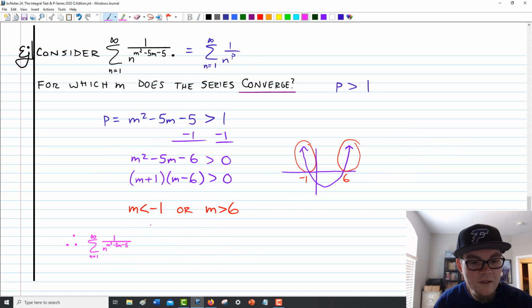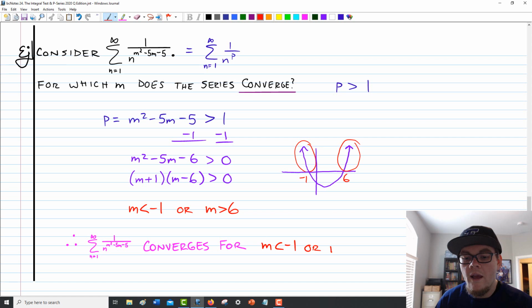So what we've just shown is that that series converges for m less than -1 or m greater than 6.